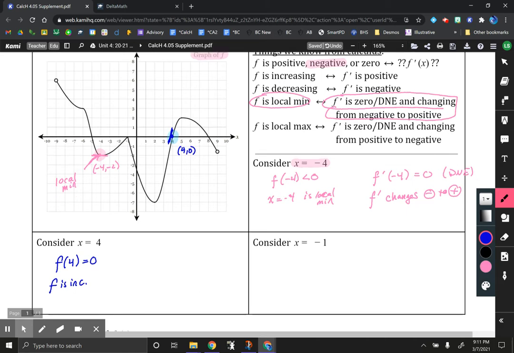So what does that mean about f of x? So we know, or sorry, at f prime. So we would know that because f is increasing, which is what we see on the graph, we're going to know that f prime is going to be positive.